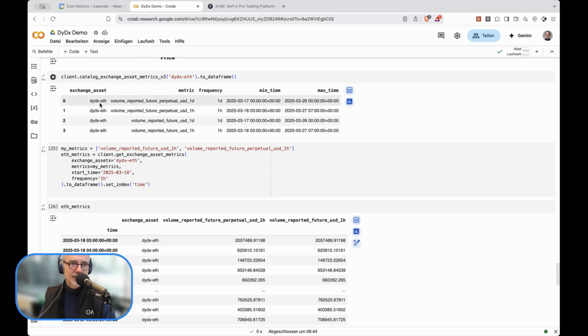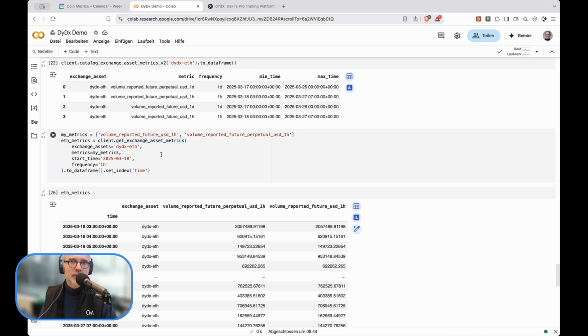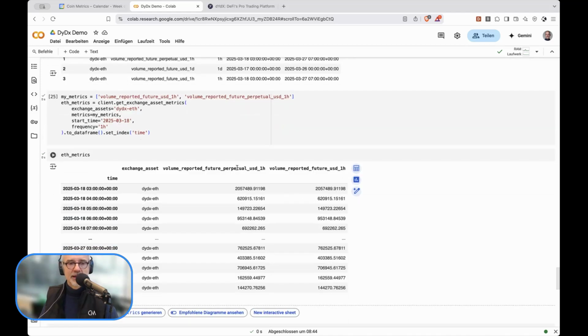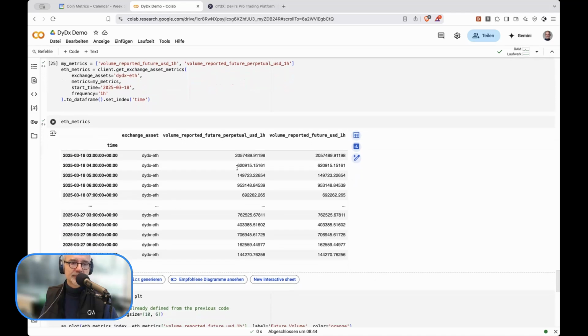Finally, to briefly mention exchange asset metrics. An exchange asset is the combination of the exchange with an asset. So dYdX ETH trading against the dollar, expressed in dollar. We have at daily resolution and at hourly resolution the volume reported by the exchange. And it turns out, because the futures are all perpetuals, that these metrics are actually the same. So you could call them an alias, one for the other.